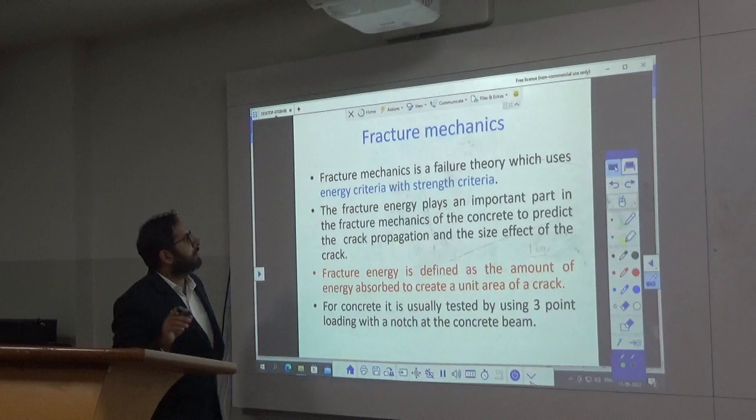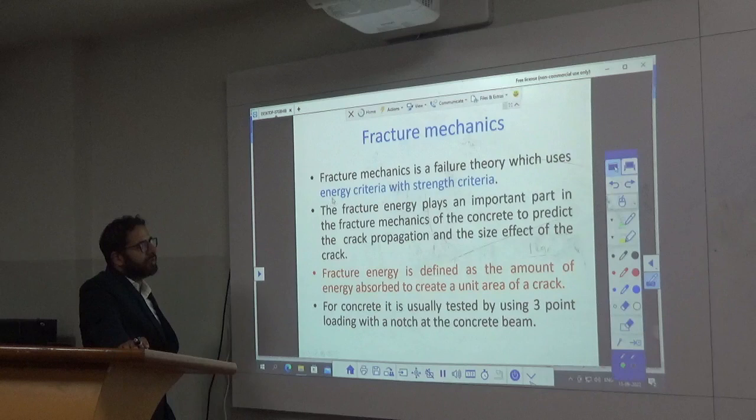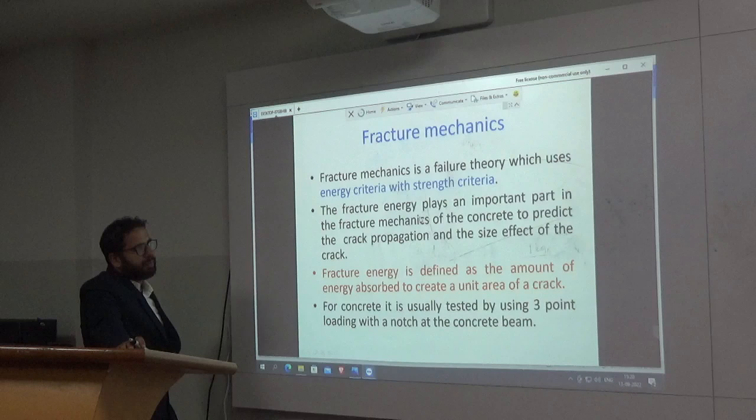Fracture mechanics is the failure theory which uses the energy criteria with strength criteria, right? So fracture energy plays an important role in the fracture mechanics of concrete. Fracture energy is defined as the amount of energy absorbed to create a unit area of crack.